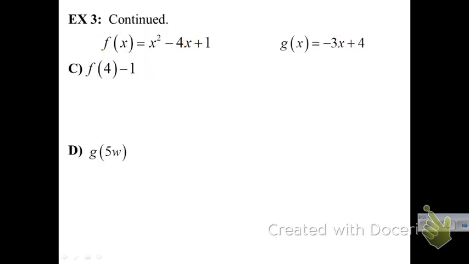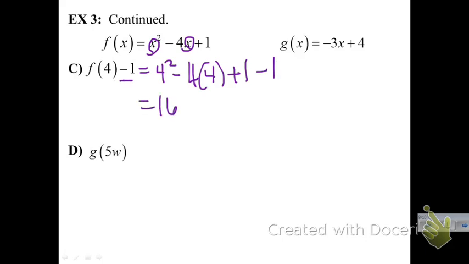We're going to continue this. This says we're going to take the f function, put 4 in, and then in the end, we're going to subtract 1. So I'm going to take this f function, wherever there is an x, I'm going to replace it with the 4. I'm having a hard time writing on this, sorry. So there's our function, then in the end we have to subtract 1. So we get 4 squared is 16 minus 16, 4 times 4, plus 1 minus 1, and this will give us 0. So our function f of 4, and then when we subtract 1, gives us 0.